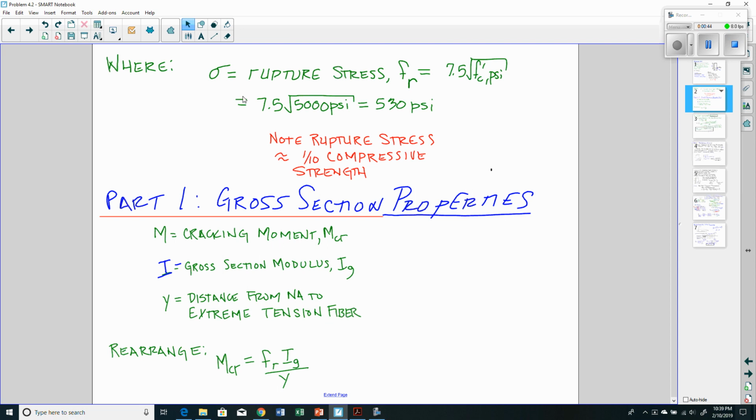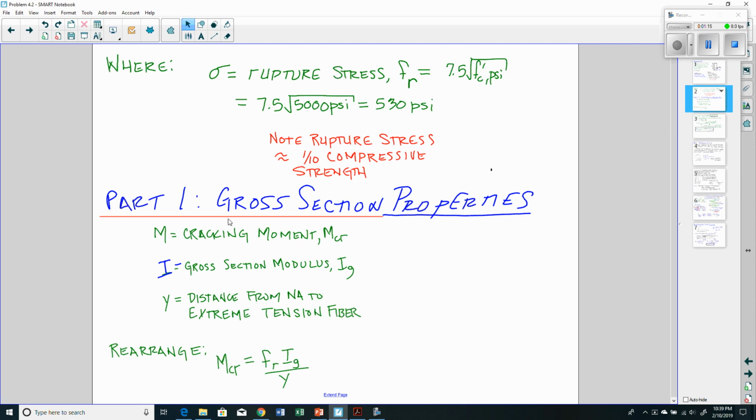For a cracked section, for finding the cracking moment, we want to set the stress equal to the rupture stress, which for this problem we're going to use 7.5 times square root f prime c, where f prime c is in psi. For this problem, f prime c is 5,000 psi, so your rupture stress is equal to 530 psi. And note here that our rupture stress is approximately equal to a tenth of the compressive stress.